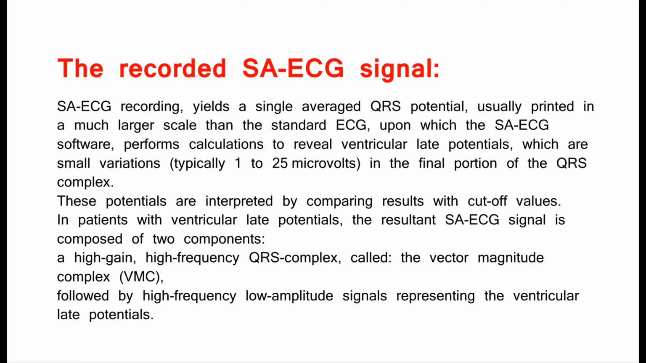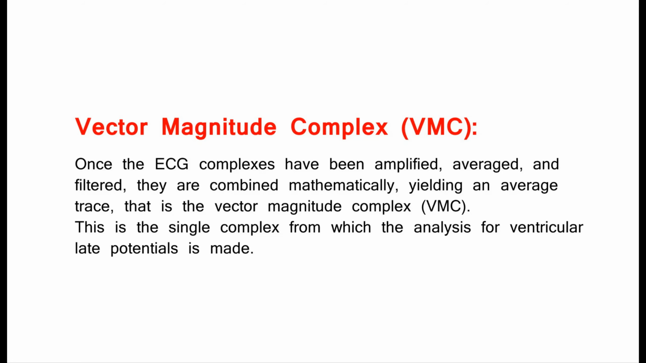In patients with ventricular late potentials, the resultant SAECG signal is composed of two components: a high-gain, high-frequency QRS complex, called the vector magnitude complex, VMC, followed by high-frequency low-amplitude signals representing the ventricular late potentials.